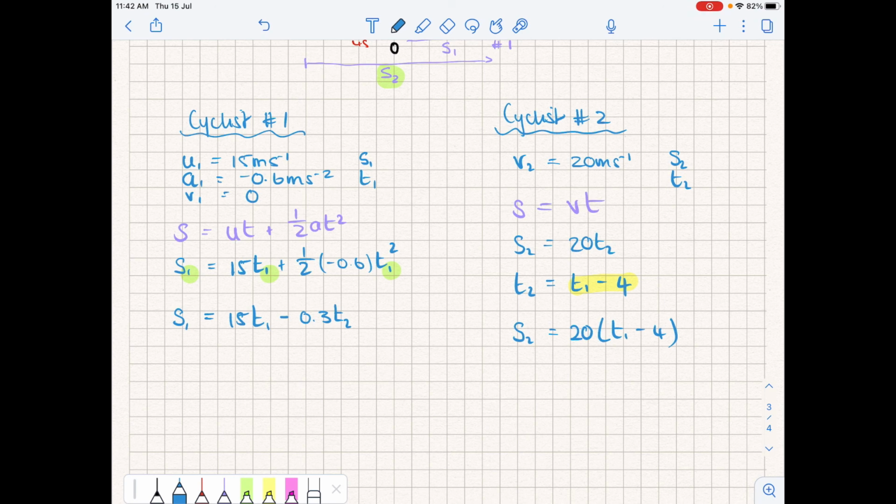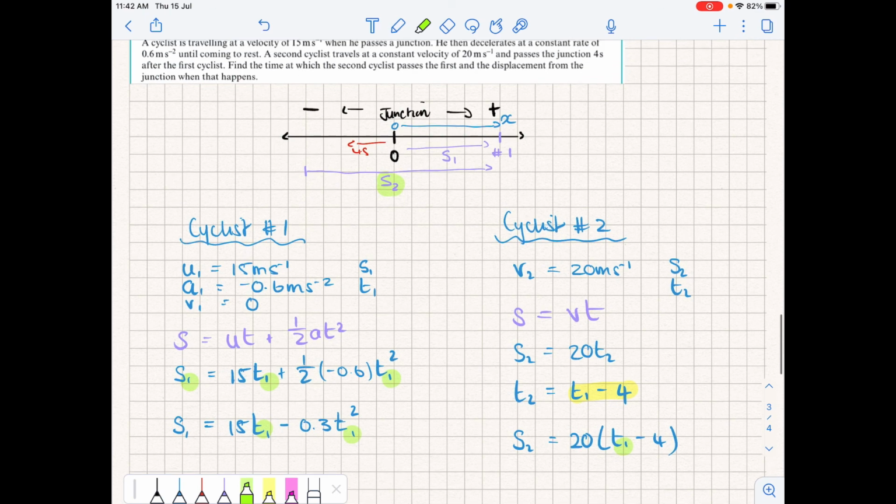So if we compare the two functions now, you'll notice that we have a similar time. This should not be down over there. Sorry, this should be t1 squared. We are using the same variable for time in both of our equations. We've related the time for the second cyclist in terms of the time for the first cyclist, because we have to compare these two at some point.